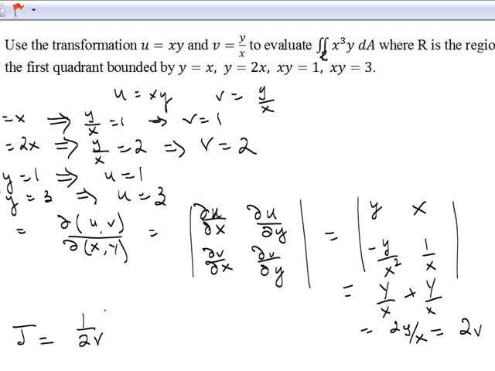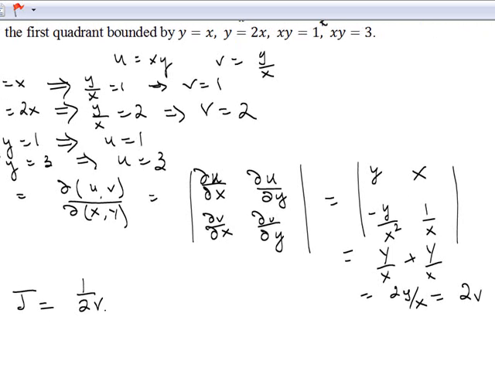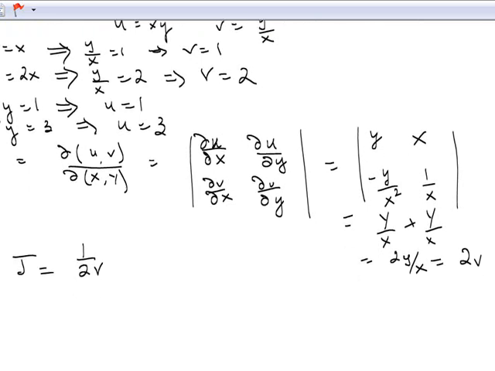All right, let's look at this now. Look at what we have to integrate, everybody. We have to integrate x cubed y, right? But we need to transform this to u and v. So we have to go back to our transformations and find what x and y are. So we need to solve for x and y. Okay, so what do we have here? u equals xy, v equals y over x.